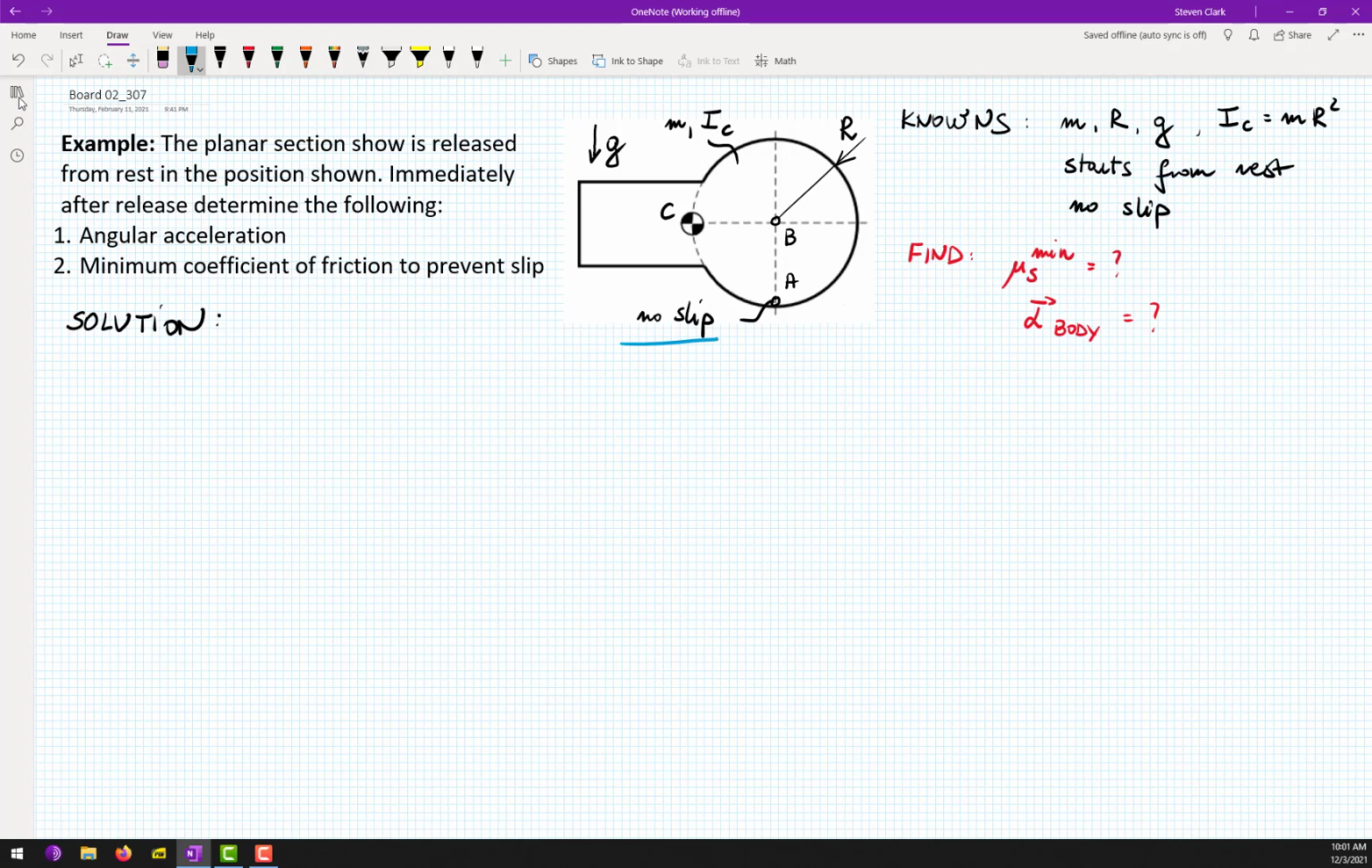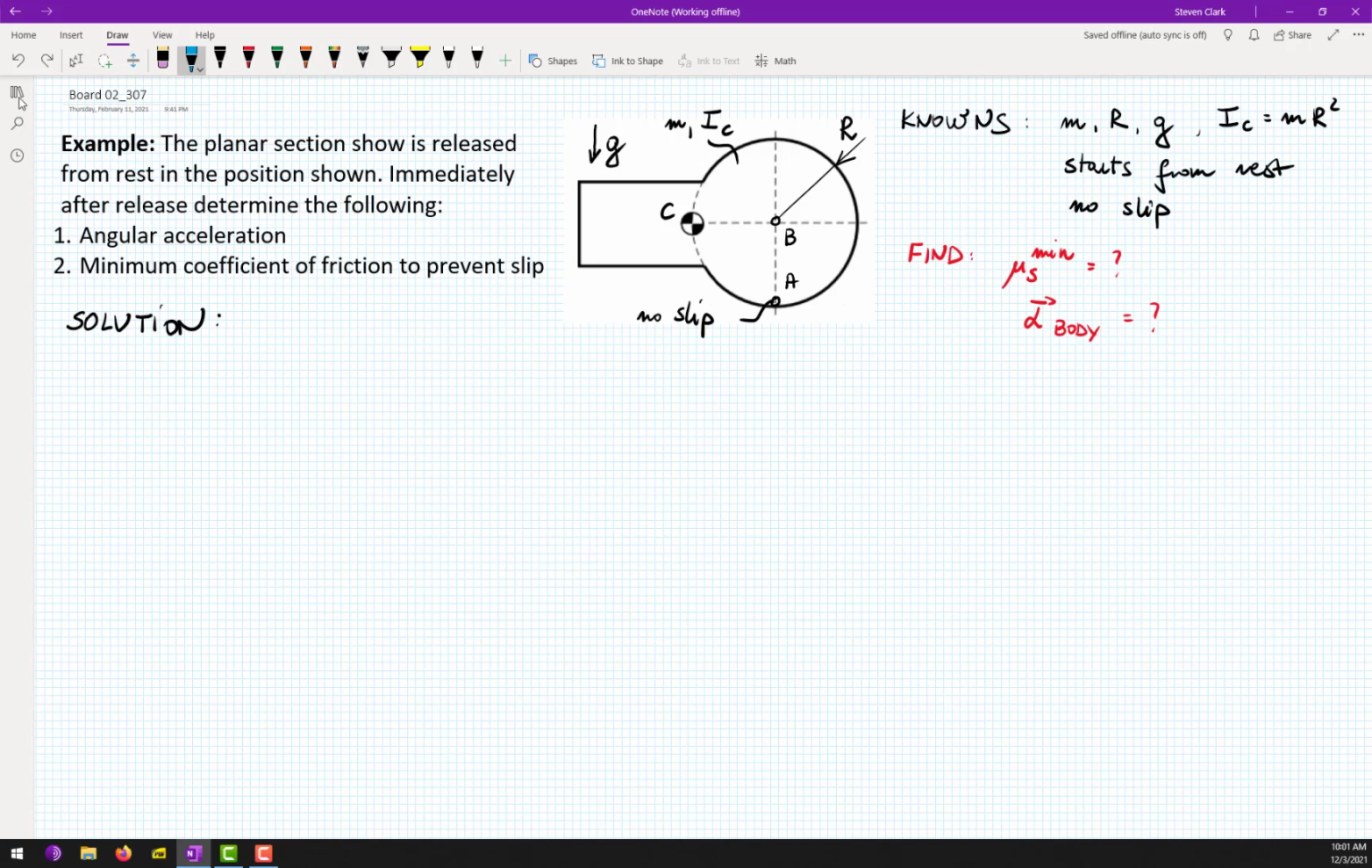Okay, let's assume that there is no slip. Yeah, they told us that there is no slip. And we also know that our system starts from rest. They ask us to find the angular acceleration of the body in the position shown, plus the minimum coefficient of friction to prevent slip.